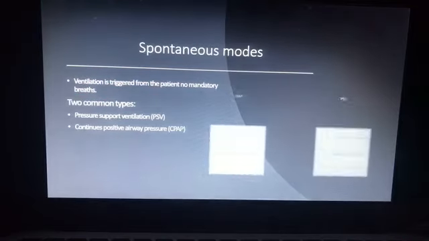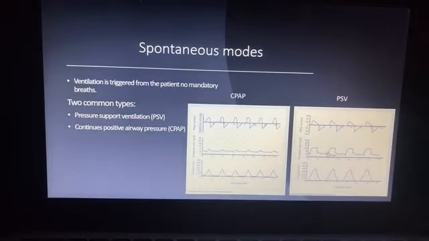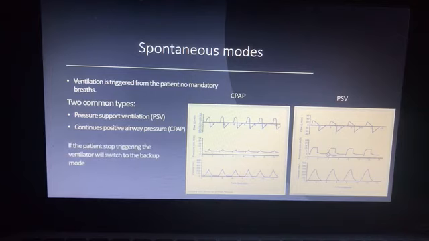Spontaneous modes. The ventilation is triggered by the patient, with no mandatory breaths. Two common types: pressure support ventilation and continuous positive airway pressure. If the patient stops triggering, apnea, the ventilator will switch to the backup mode.